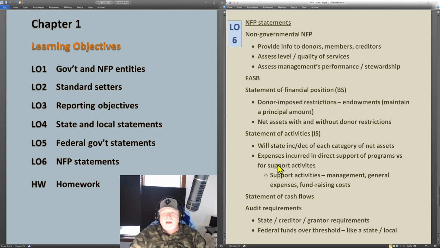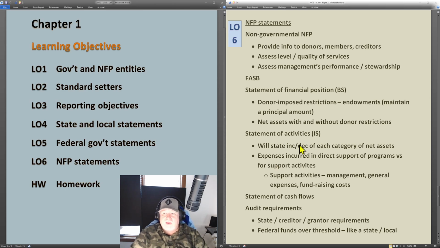Expenses. Now here we can use the word expense more generally because we're now operating under FASB. Expenses incurred in direct support of programs versus support activity. This is what I was talking about earlier about one of the primary ways people measure not-for-profit entities: of every dollar donated, how much of it is going directly to the mission and how much is being used on overhead.